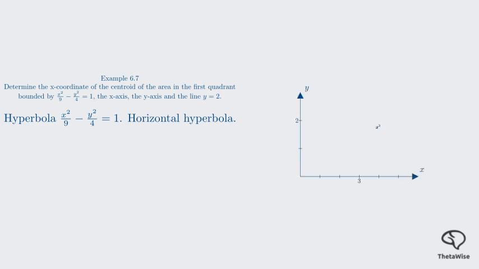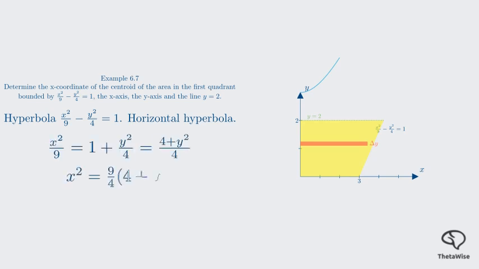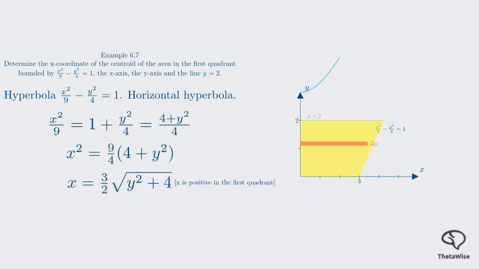The area is bounded by this hyperbola, the x-axis, the y-axis, and the horizontal line y equals 2. Let's sketch this bounded region. This is our shaded region. Again, a horizontal strip from y equals 0 to y equals 2 will be easier to work with than a vertical one. So we need the hyperbola's equation with x as the subject. Rearranging the equation gives x equals 3/2 times the square root of y squared plus 4. We take the positive square root because we are in the first quadrant.